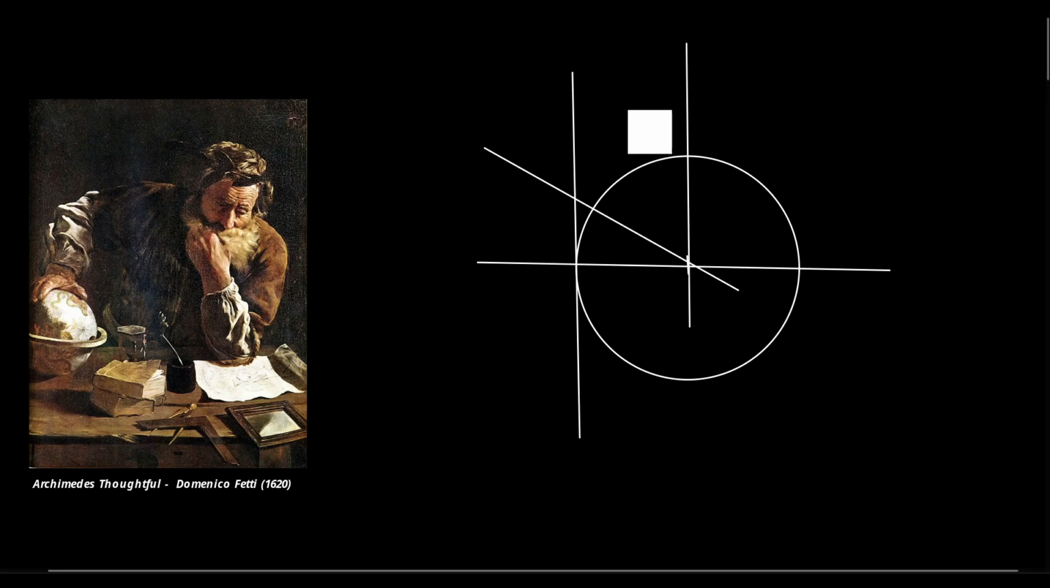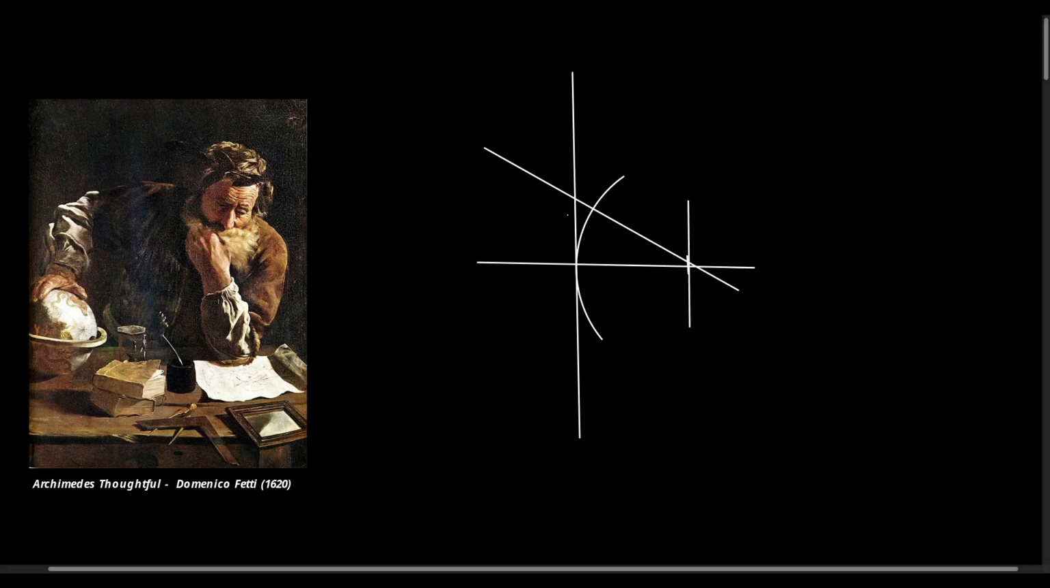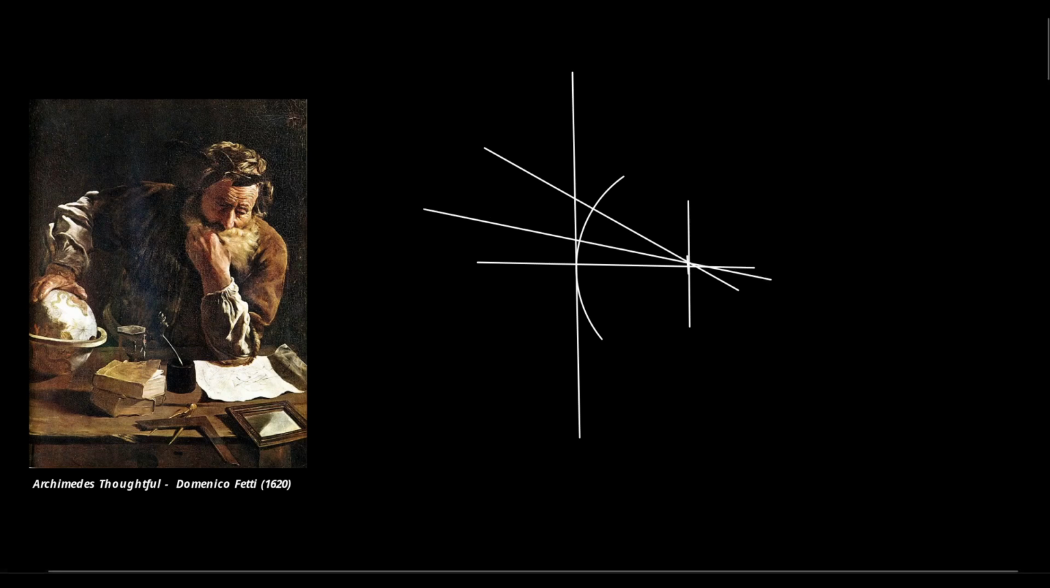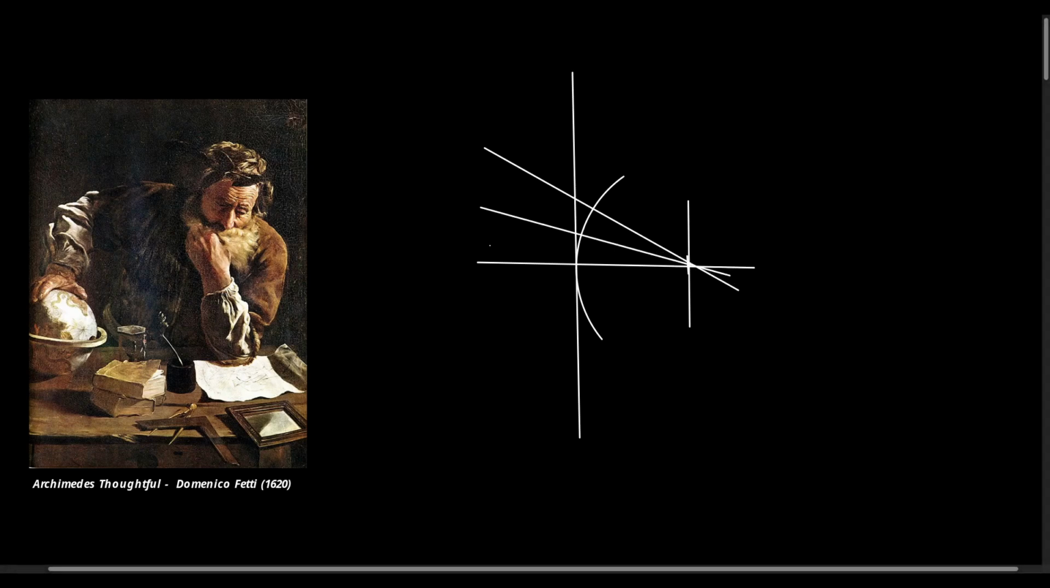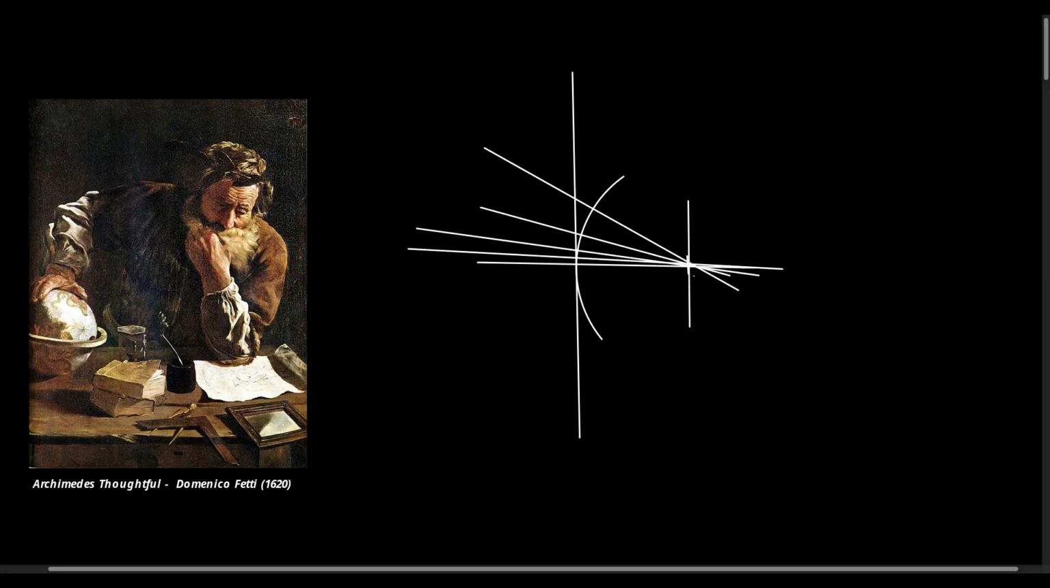So what he does is he then bisects this angle again. Bisects is just halving that angle again. Then he halves it again, and again, and again. So he bisects the angle 4 times. And that creates a polygon with 96 sides, which is a pretty good approximation of the circumference of the circle.